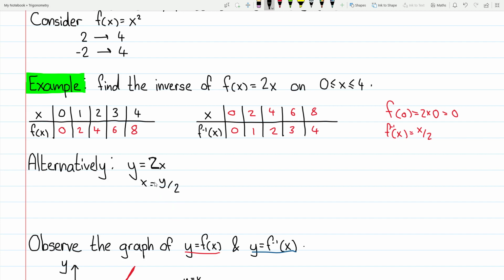And so now in this situation, given the output, we can plug it into this equation and we get the input. We find the opposite direction. And so our inverse function, in fact, let me use a different variable, our inverse function is y over 2.